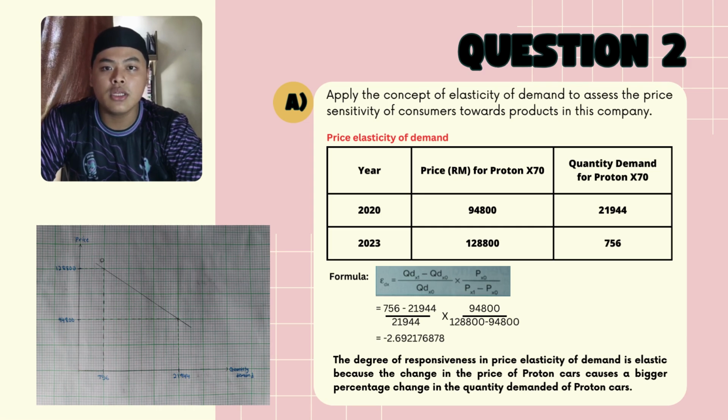For the final answer, we will get negative 2.6921768878. As you can see on the graph, it shows a flatter slope of the demand curve. The percentage change in price from 94,800 ringgit to 128,800 ringgit is smaller than the percentage change in quantity demanded from 756 to 21,944. Therefore, we can conclude that the degree of responsiveness in elasticity of demand is elastic because the change in the price of Proton cars causes a bigger percentage change in the quantity demanded of Proton cars.